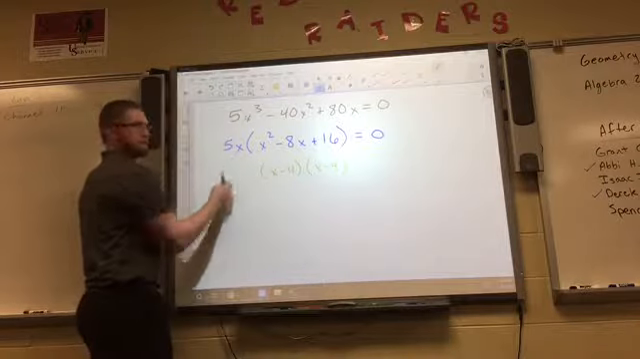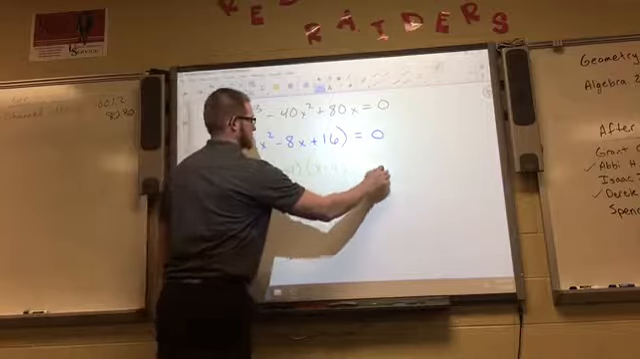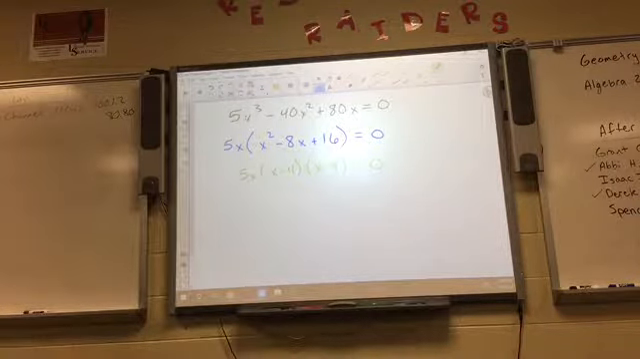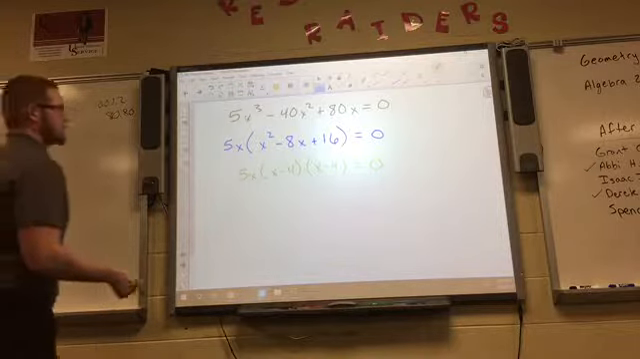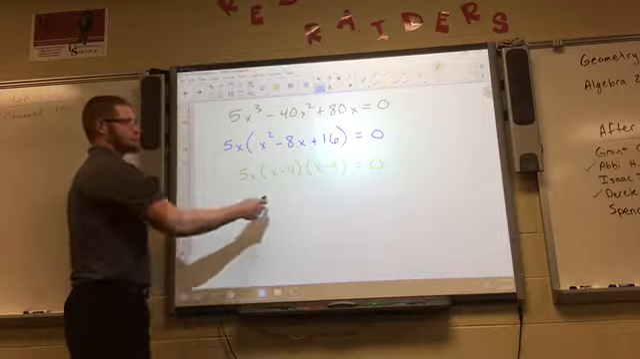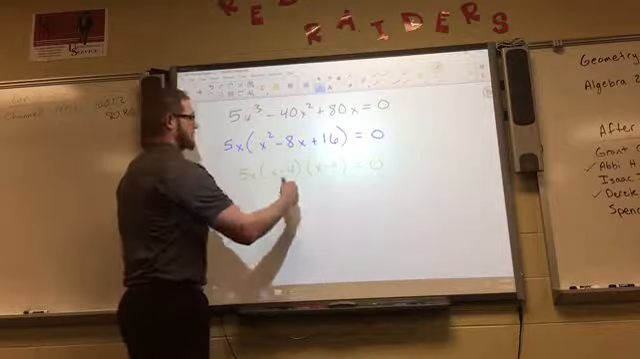Do I still need this 5x? Yes. Equals 0. Is it completely factored now? Yes. Now, if you had to factor it, would it be okay if you put x minus 4 squared instead of writing it twice? Sure. You could definitely do that if you really wanted to. No need to, though. Just leave it like this for now.